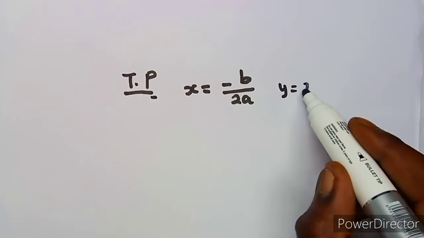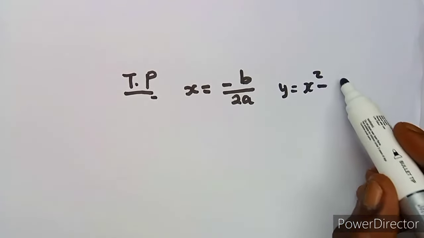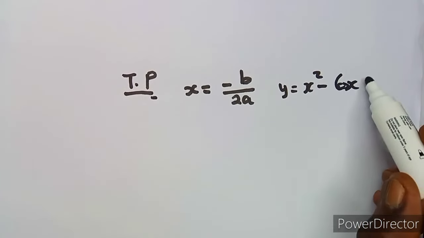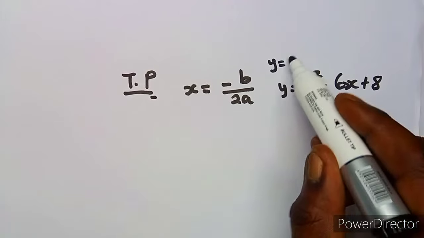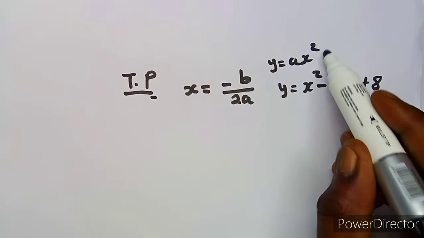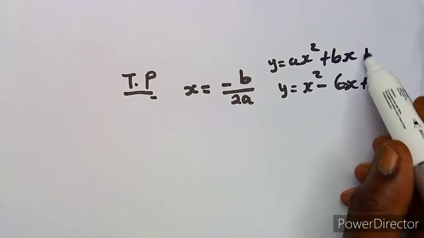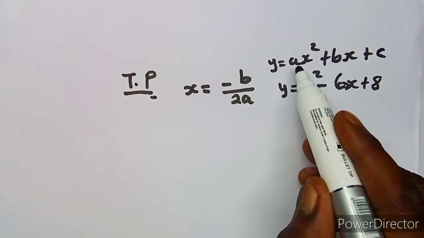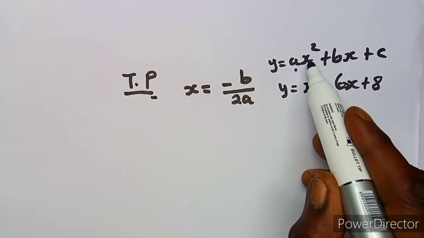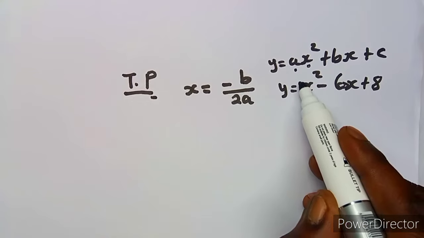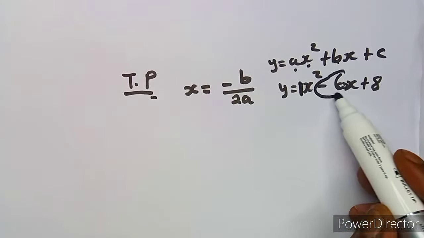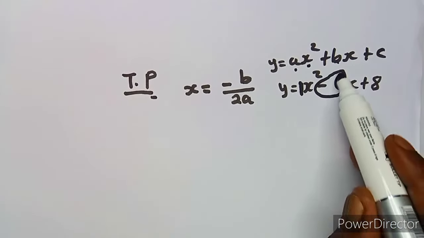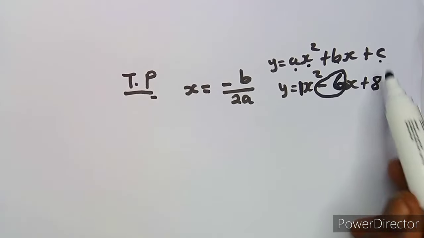They were given that y is equal to x squared minus 6x plus 8. Remember the format, guys, of a quadratic equation is y is equal to ax squared plus bx plus c. So your a in this case is the one that is affecting x squared, which is 1. So there's a 1 here. b is this number which is affecting x, which is minus 6. So your b is minus 6, your c is 8.